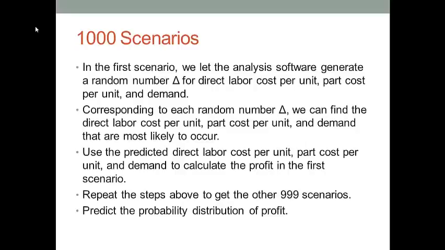After we figured out the probability distributions of all unknown factors, we are ready to start the Monte Carlo simulation process. Suppose we want to create 1,000 scenarios in our analysis. Let's see how we process the first scenario. In the first scenario, we want the software to generate one random number for the direct labor cost per smartphone, another random number for the part cost per smartphone, and a third random number for the first year demand. And then using these random numbers, we look up the possible values for the direct labor cost, part cost, and the first year demand according to their probability distributions.